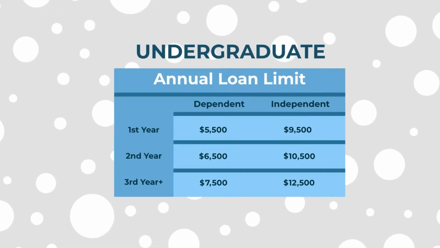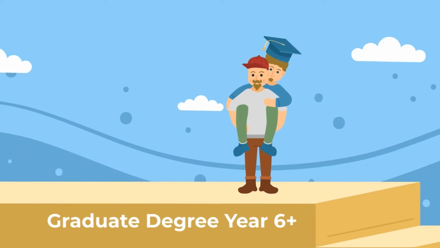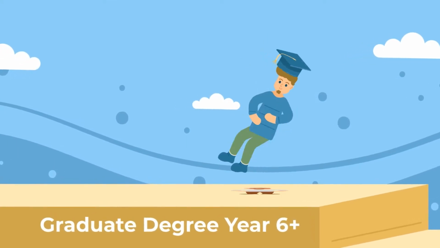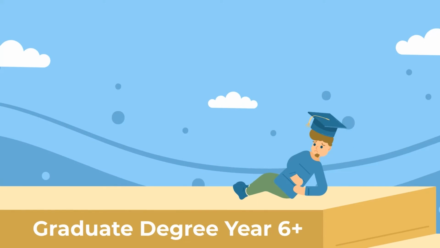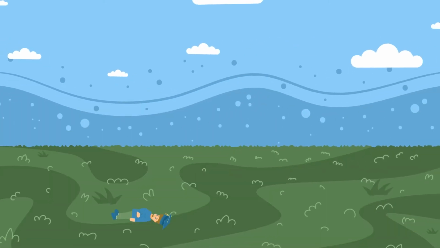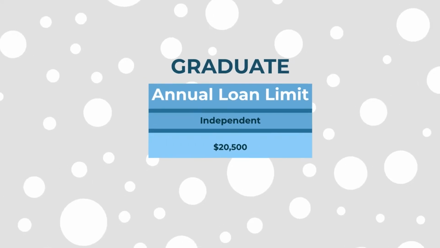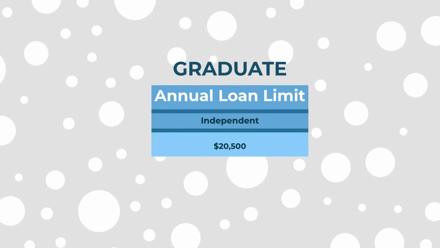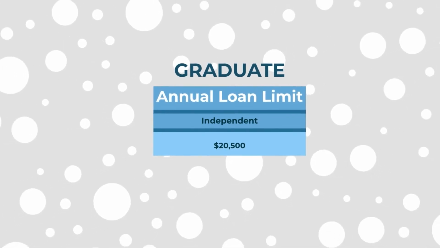So what about limits for graduate studies? Graduate studies are significantly simpler since they consider all applicants to be independent regardless of their tax status and ignore what year of study you're in. The federal annual loan limit for graduate studies is a flat $20,500.